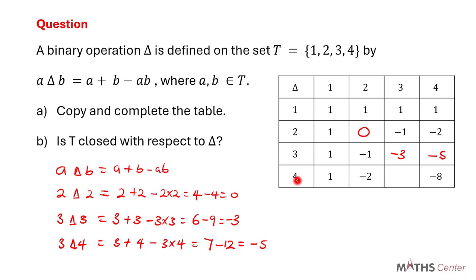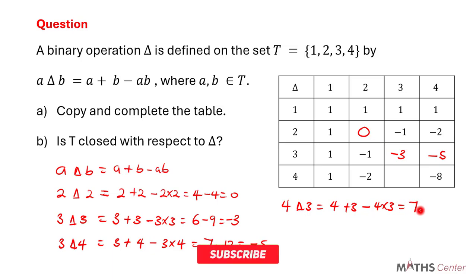The last one will be 4 delta 3. 4 delta 3. By comparison, A will be 4 and B will be 3. So 4 delta 3 will be 4 plus 3 minus 4 times 3. 4 plus 3 gives us 7. 4 times 3 gives us 12. So 7 minus 12 will give us negative 5. So 4 delta 3 gives us negative 5. We have completed the table.